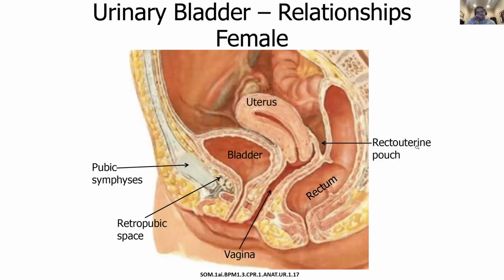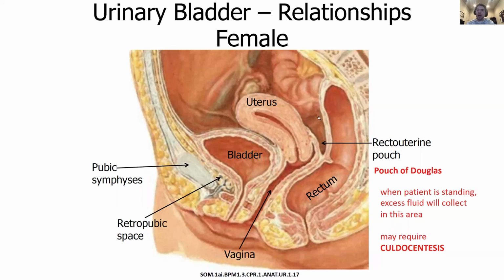All right, some of the clinical anatomy. You're going to worry about some of the reproductive organs, so we'll just focus here. You can see the bladder here. This is called the rectouterine pouch, also called the pouch of Douglas. But anyway, if the patient is standing and you get intra-abdominal fluid, this is where the fluid's going to accumulate.